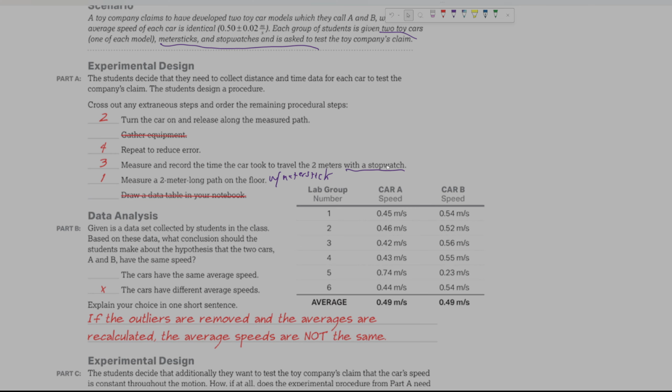Step 4 is always important. You should always include that. Repeat to reduce error. If you want to be more specific, you can, but definitely include that as a step.